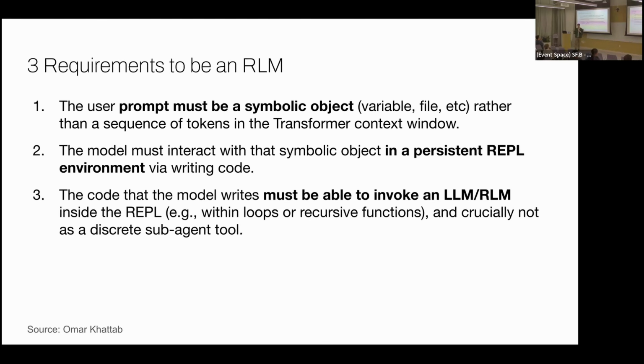The second thing is that the model needs to be able to interact with it by actually writing code. This is really important, because if you are parsing a book, if you aren't writing code, there's no way to do that without having the entire book in your context window. And this is what we really want to avoid.